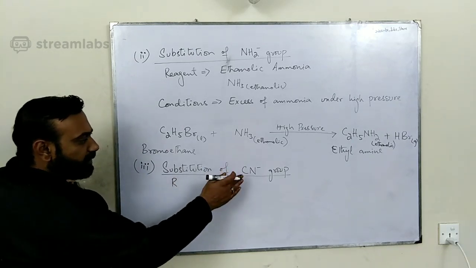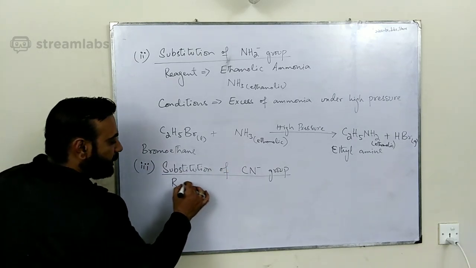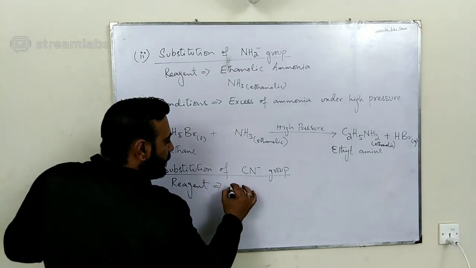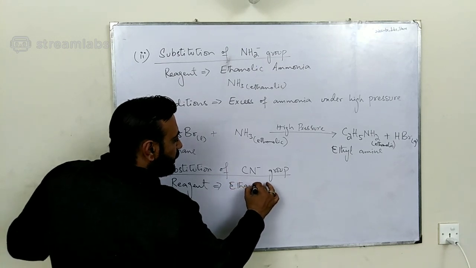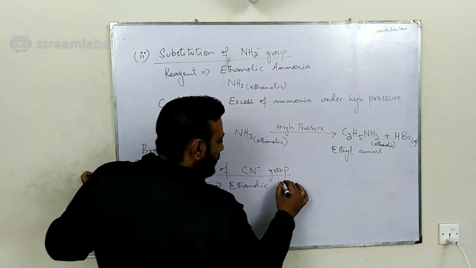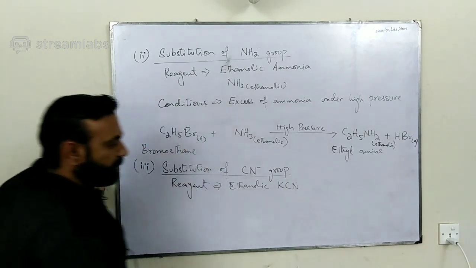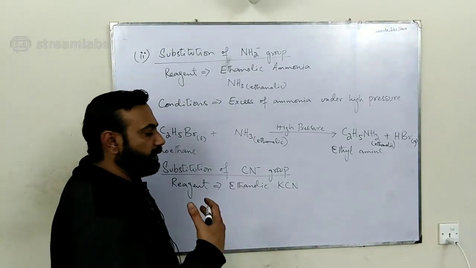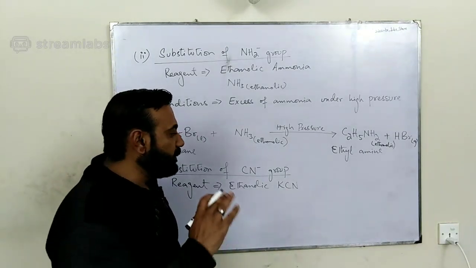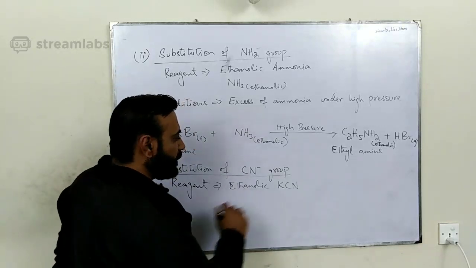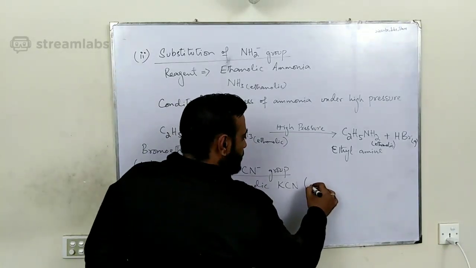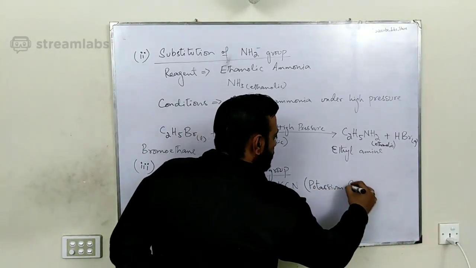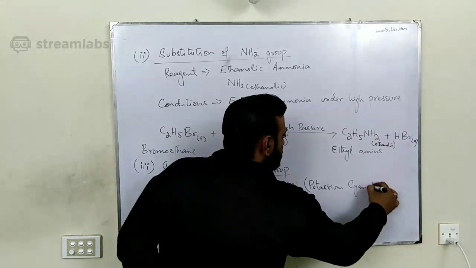So in order to substitute this group into a halogenoalkane, the reagent that we use is ethanolic KCN. Again, you can use ethanolic NaCN in place of KCN. It won't make any difference because sodium and potassium ions are spectator ions, they won't take part in the reaction. So ethanolic KCN, this is potassium cyanide.